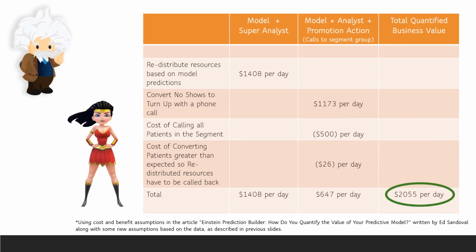Putting everything together here, we can see that by using the prediction model scores to redistribute resources, we can save $1,408 per day. By calling each patient in our segment, those having a score of 21 to 40 and a false value for making an appointment within 24 hours, we can experience a cost savings of $647 per day. In total, we can realistically expect a quantified business value of $2,055 per day with a good prediction model that we built with Einstein, a good analyst, and a phone call campaign of about 250 calls per day.